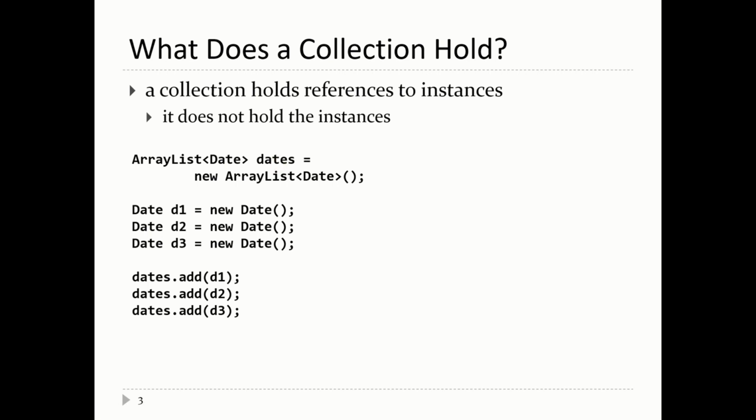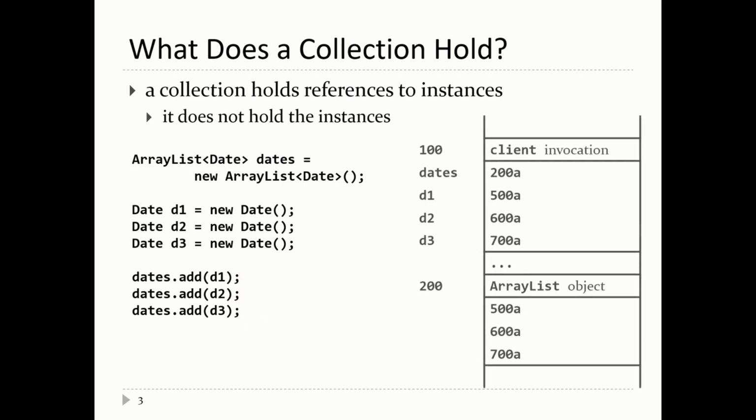So if I make a list of dates, and I make some dates and add them to the list, what ends up happening is the following. There's my array list. Date 1, date 2, date 3. Those are 3 date objects somewhere in memory. I'm here saying 500, 600, and 700, but there are 3 date objects somewhere. Those date objects are not in the list. What the list is holding is a reference to the first date, a reference to the second date, and a reference to the third date.